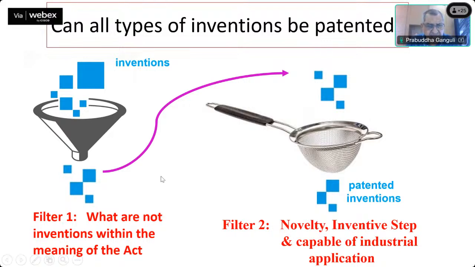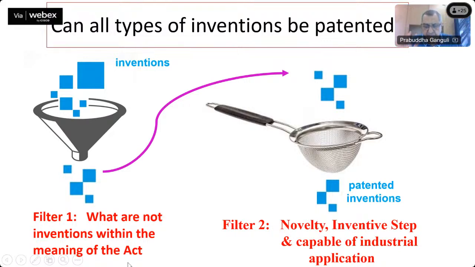But what have you seen? That the first filter, has the slide changed to those two filters? Yes, sir. Okay. So if you look at it, in the first filter, what did we do? I've not completed the list, but I thought just as a reminder, in the first part, filter 1, we looked at the list, still incomplete, of what are not inventions within the meaning of the act.